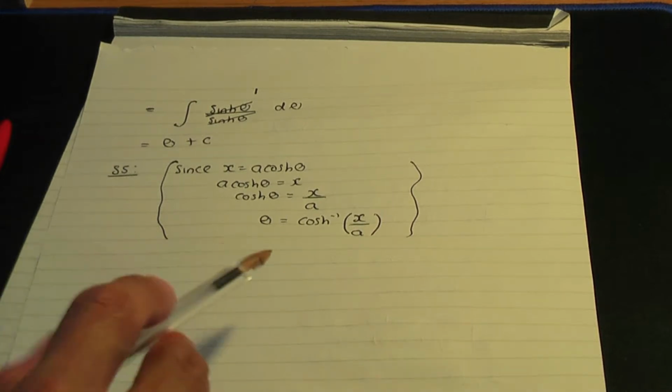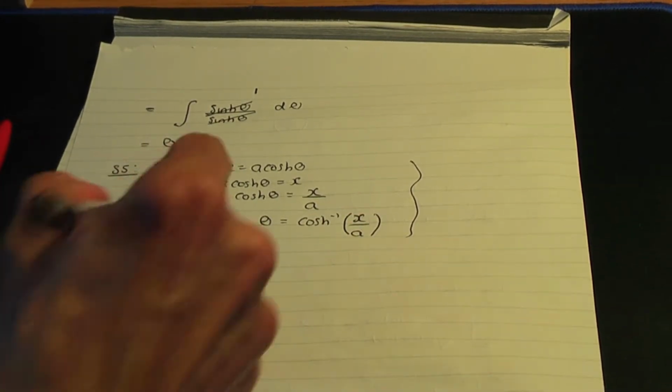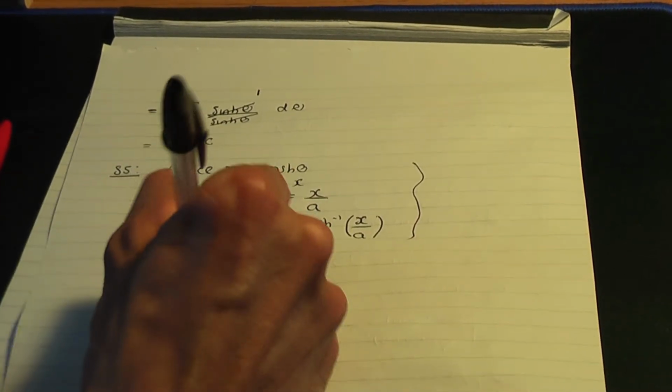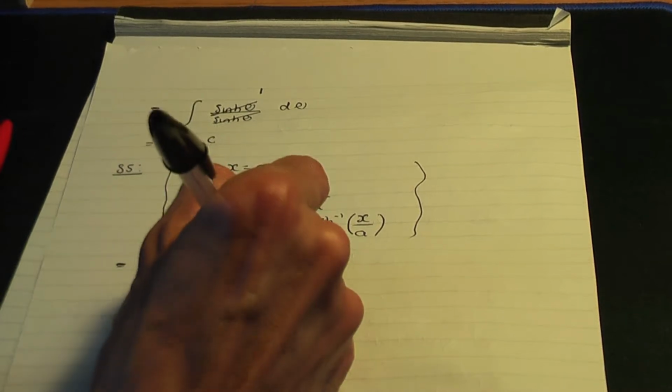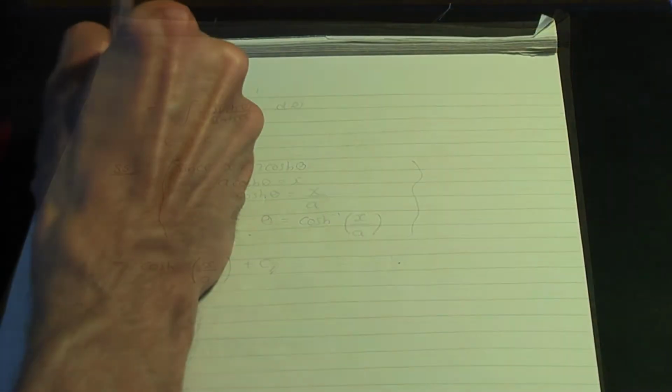Okay, so if I replace theta by the inverse hyperbolic cos of x over a, we have our result: the inverse hyperbolic cos of x over a plus c. Okay, so that concludes the proof of that result. Let's call this result number 3.